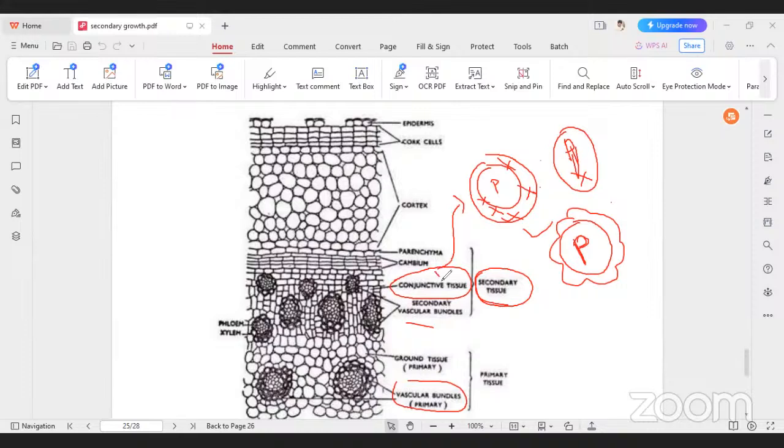And due to the activity of conjunctive tissues, before formation of the xylem and phloem cells, the conjunctive tissues develop into a cambium ring, cambium cells. What happened after formation of the cambial ring?